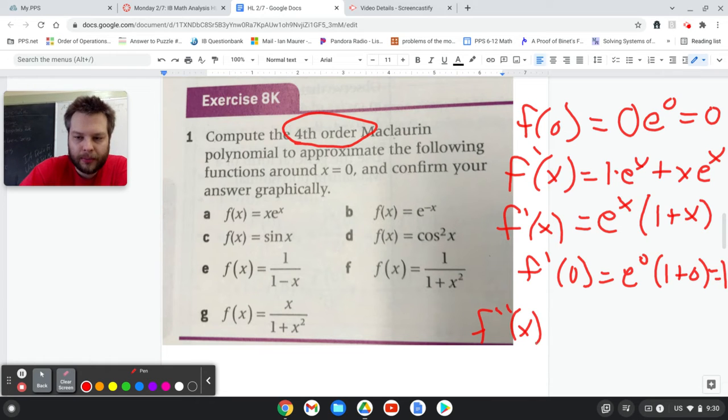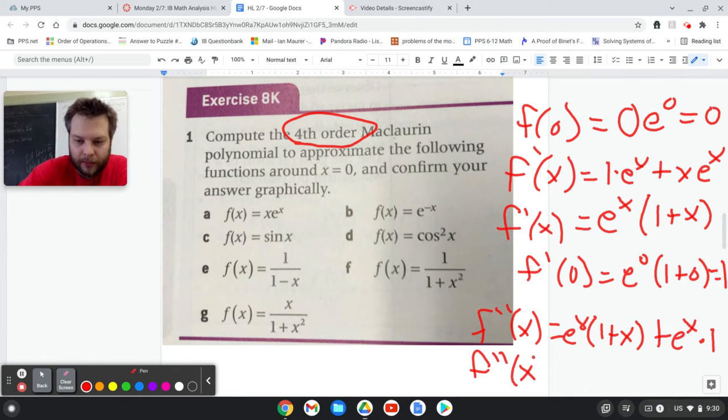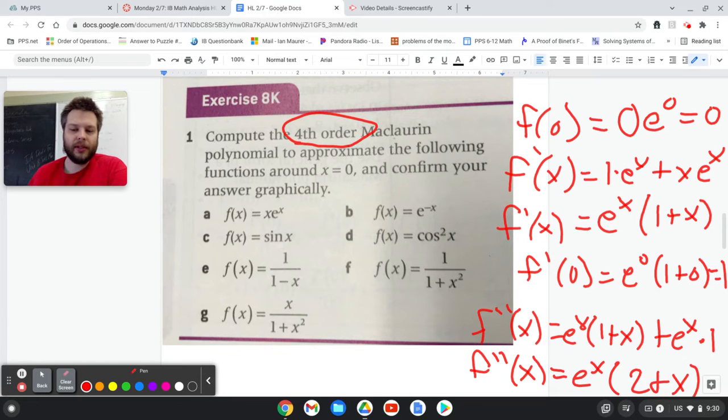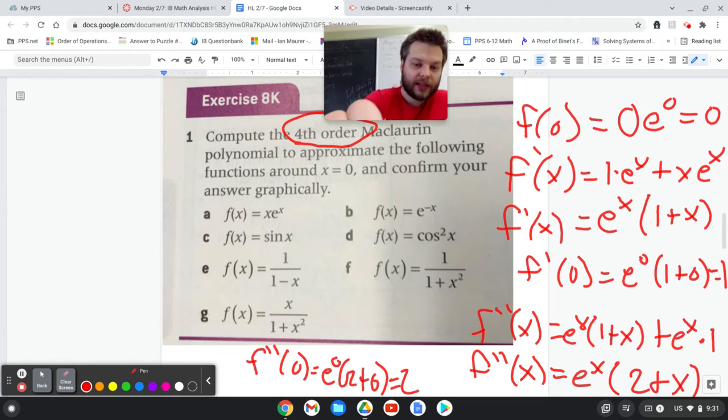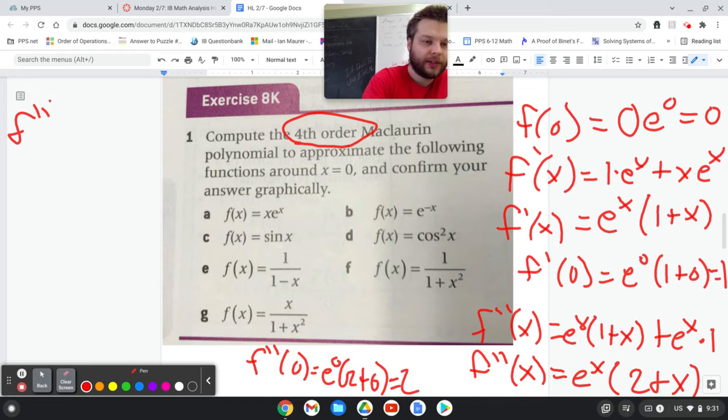Okay, let's do f double prime. F double prime of x, we're going to do a product rule again. E to the x times 1 plus x plus e to the x times 1. Let's simplify. Both terms have an e to the x in common, and it's 1 plus x plus another 1, so we have 2 plus x. I'm noticing a nice pattern here. And if I plug in 0, so if we do f double prime of 0, we get e to the 0 times 2 plus 0, which is 2. It'll be really nice if our third derivative pops out to just be 3.